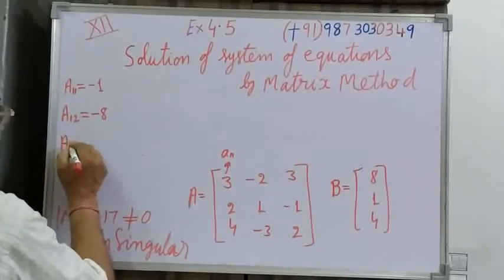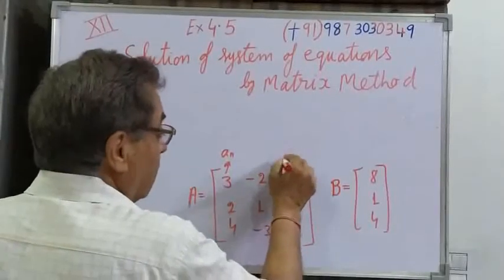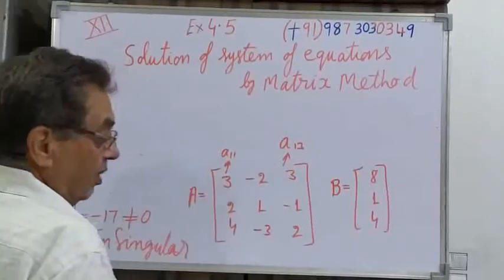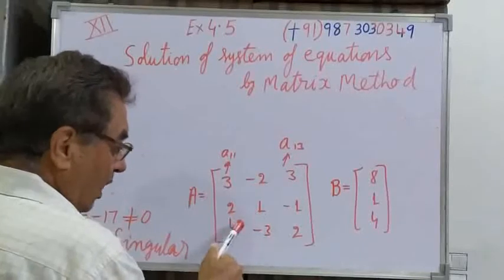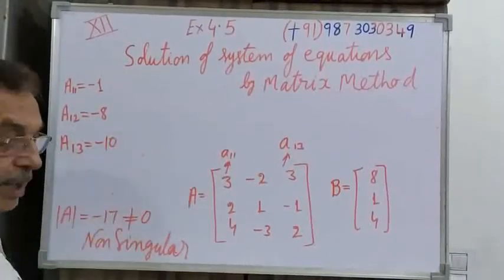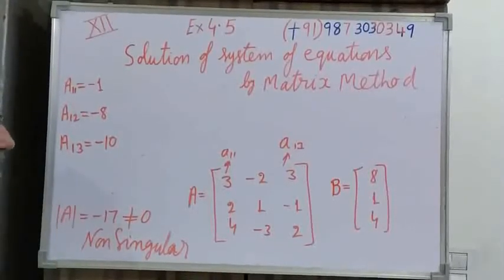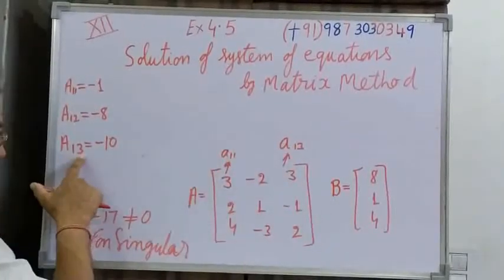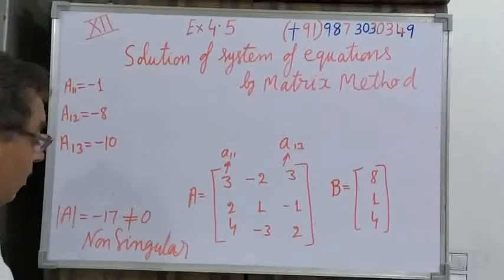Then go for the cofactor A13. This is the element 1, 3. Now hide this one, minus 6, minus 4, minus 10. Minus 10, without changing the sign, I am writing here. Reason? Its location is 1, 3, an even place. 1 plus 3 is 4, even. So without changing the sign, we get minus 10. Okay. Now the next.